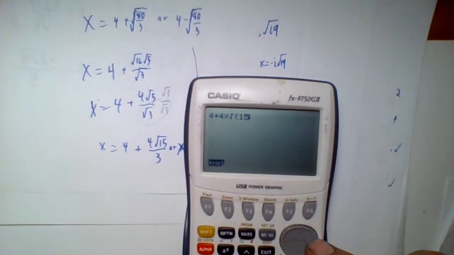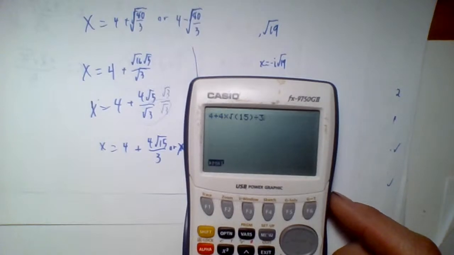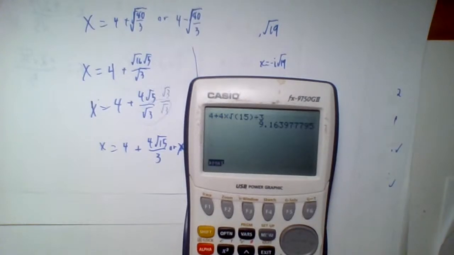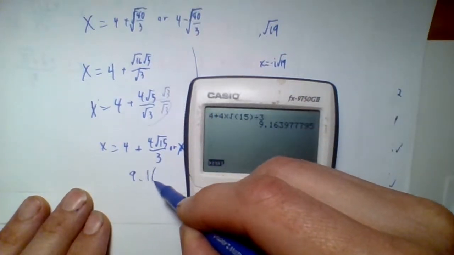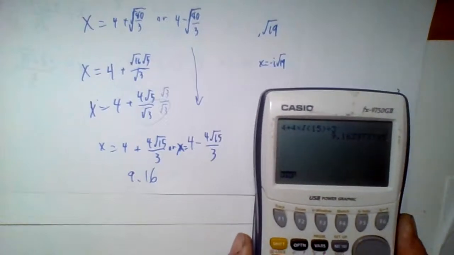So I'm going to put that in parentheses. Make sure I stop doing the square root then, and then divide that by 3. That should be the right operation. That's 9.16 approximately. And the other one, just a minus right there. I'm doing 4 minus that.